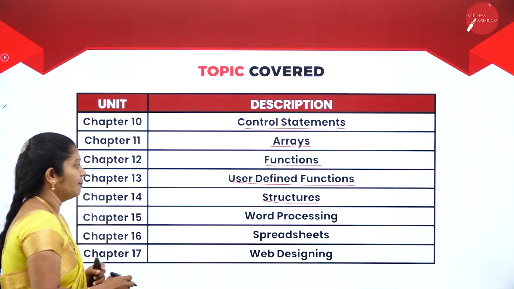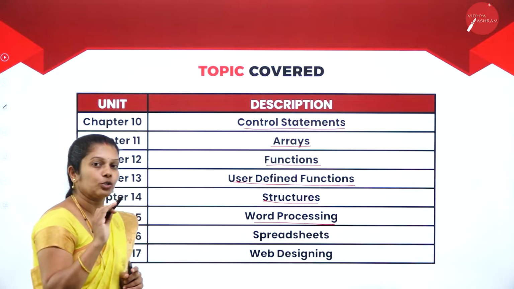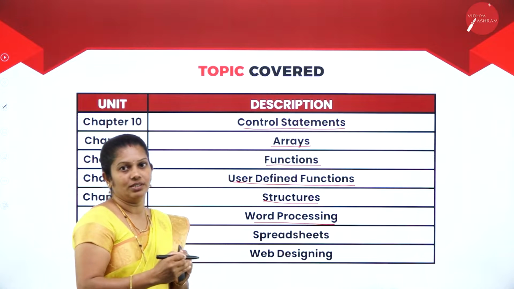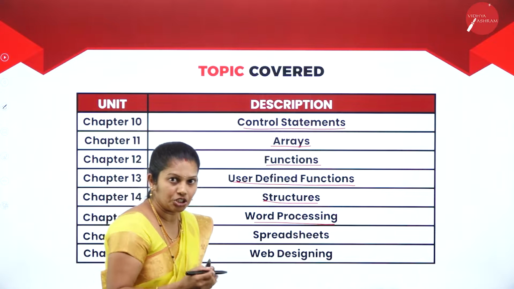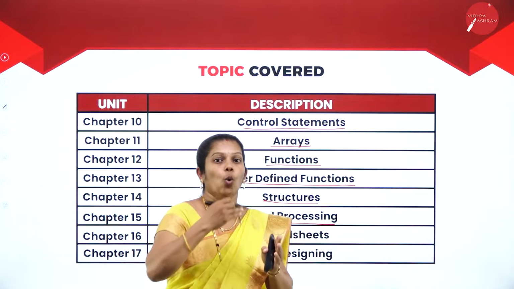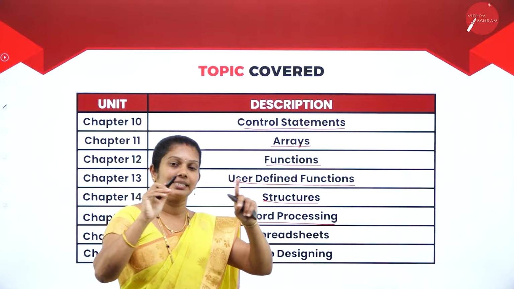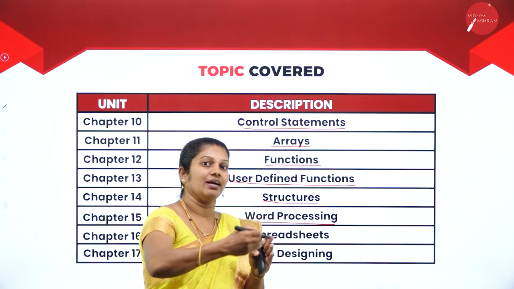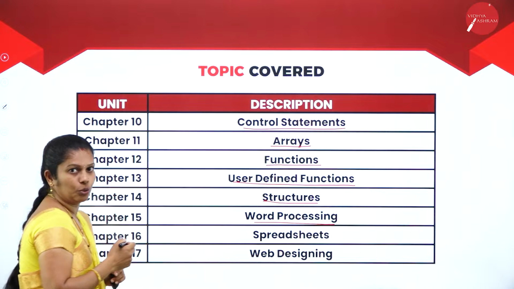The 15th chapter is word processing regarding Microsoft Word. There, how to create a Word document, how to insert a picture, how to give the table, how to give the different colors, watermark for your document, how to align that, how to increase the size of the document or how to decrease, how to make use of word processor. Regarding that, you will come to know.